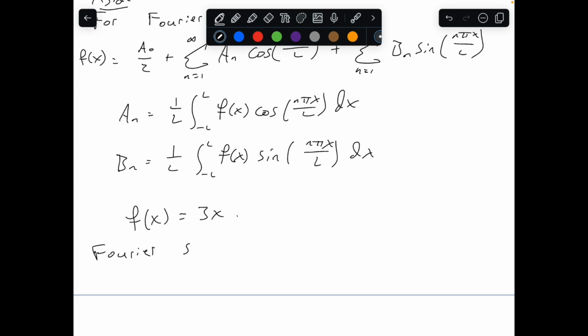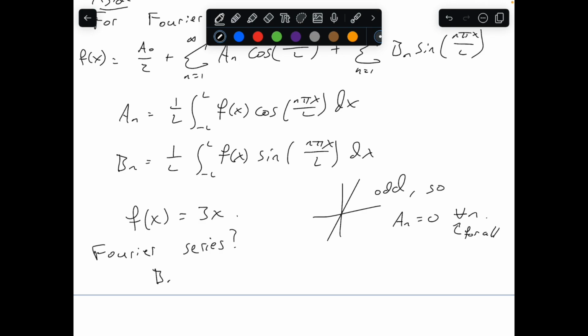So if you needed to get the Fourier series for 3x, what you really should be doing here is noticing that this is an odd function. And so if it's an odd function, then all of your a_n's are going to be 0 for all n. This symbol right here means for all. So all of your a_n's are going to be equal to 0. And so the only thing you need to calculate is the b_n's, which is 1 over L times the integral from negative L to L of 3x sine of n pi x over L dx.